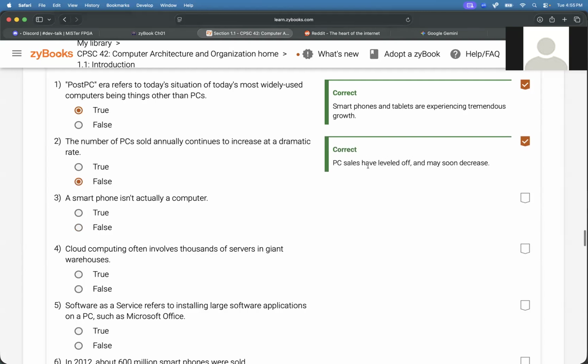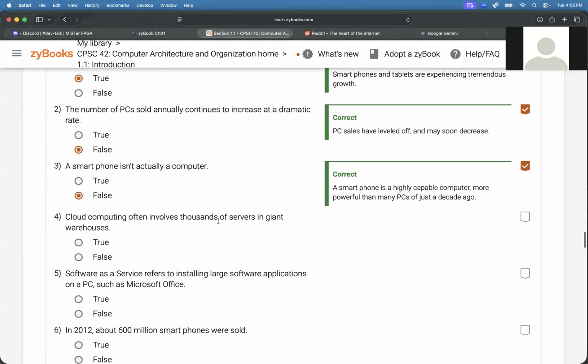PC level sales have leveled off. A smartphone isn't actually a computer. What? Of course it is. Cloud computing involves thousands of servers. Yeah.